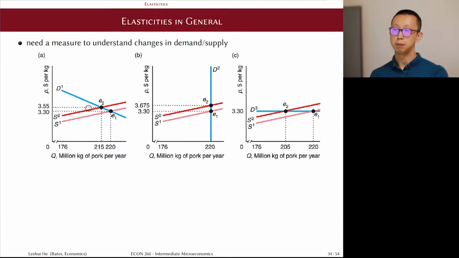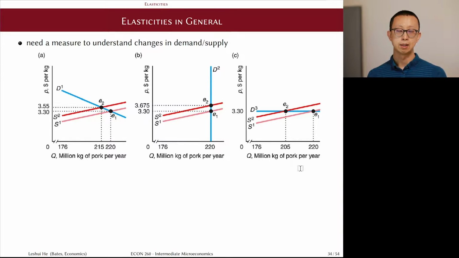In one market, maybe when the price increases by 25 cents, the demand is going to change to some extent. But maybe in a different market, the demand does not change at all because people really like pork. In a third market here, it might be the scenario where when the price increases, the demand is going to change dramatically. So obviously, we need some kind of measure to help us gauge by how much will demand or supply change when a particular variable moves around.